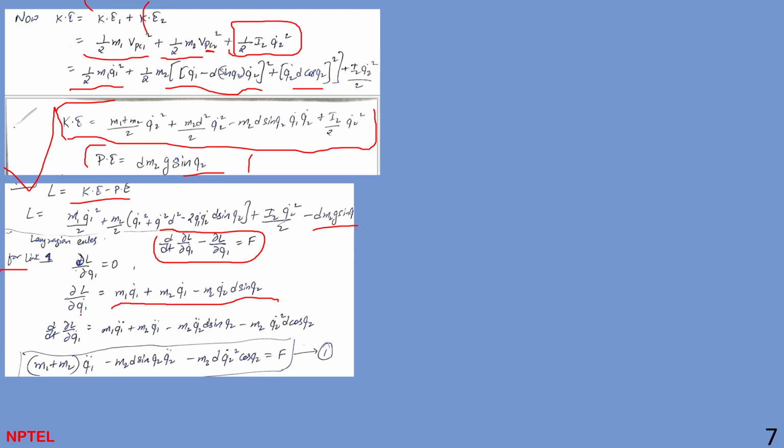Again, differentiate. Please do remember it's a partial differentiation. You need to only take those terms which contain q1 dot. There is q1 dot here, there's q1 dot here, and I think there is one dot here also. But please do remember there is q2 dot.